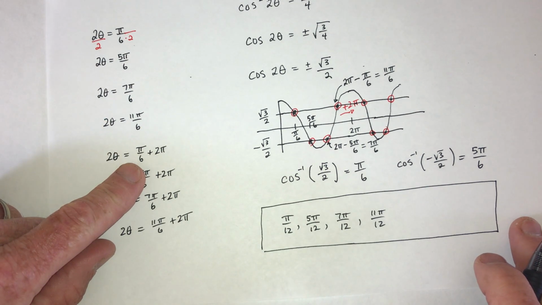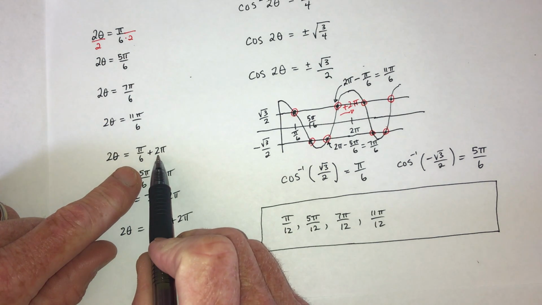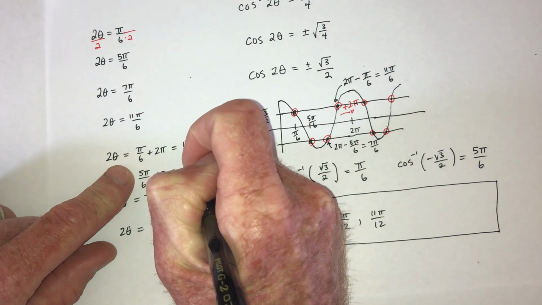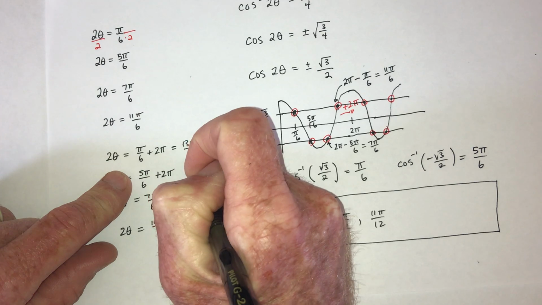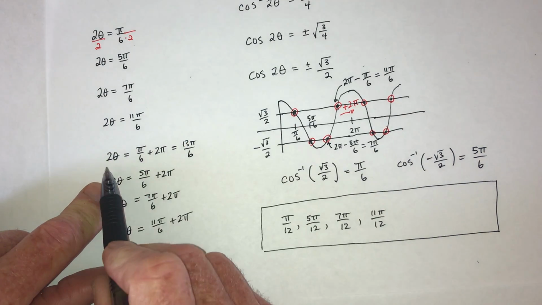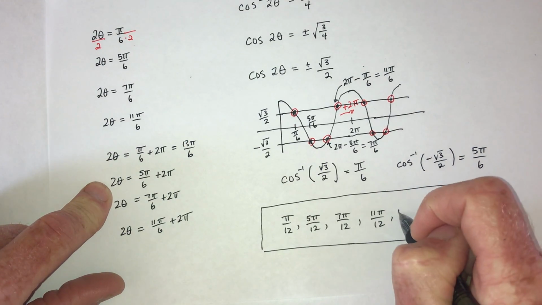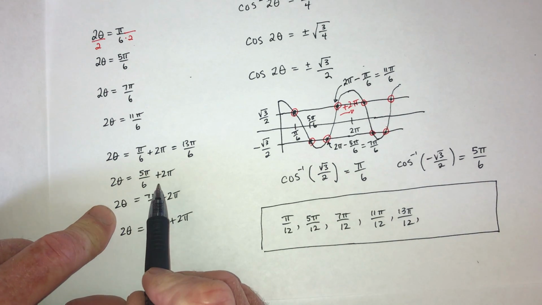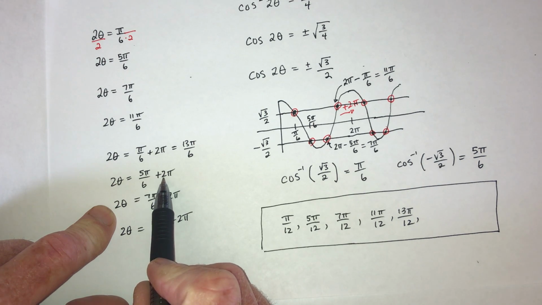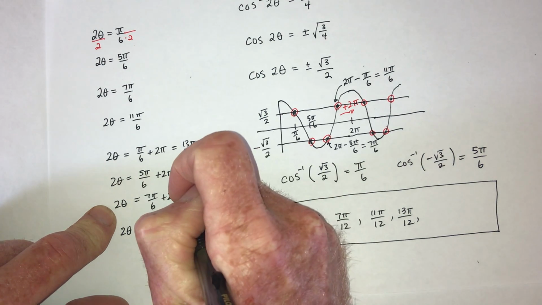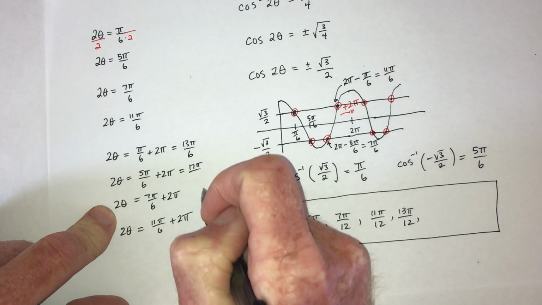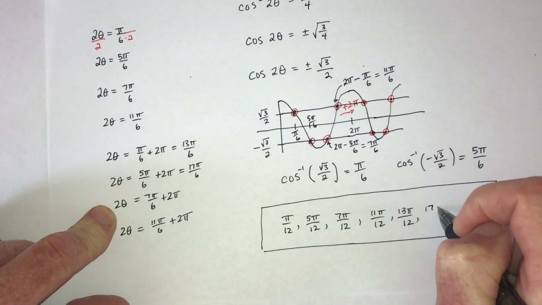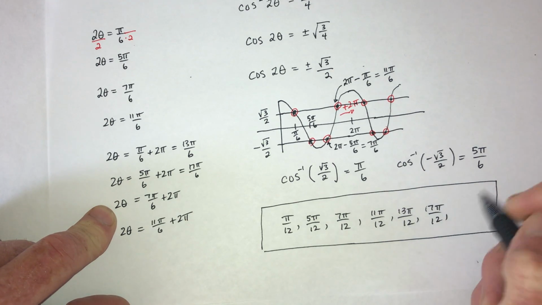What about when you add 2 pi? So this would be 12 pi over 6 plus 1 more, so that's 13 pi over 6. And then divide by 2, and it becomes 13 pi over 12. This one would be 12 pi over 6 plus 5 more, so that's 17 pi over 6. And the final answer, when you divide, is 17 pi over 12.